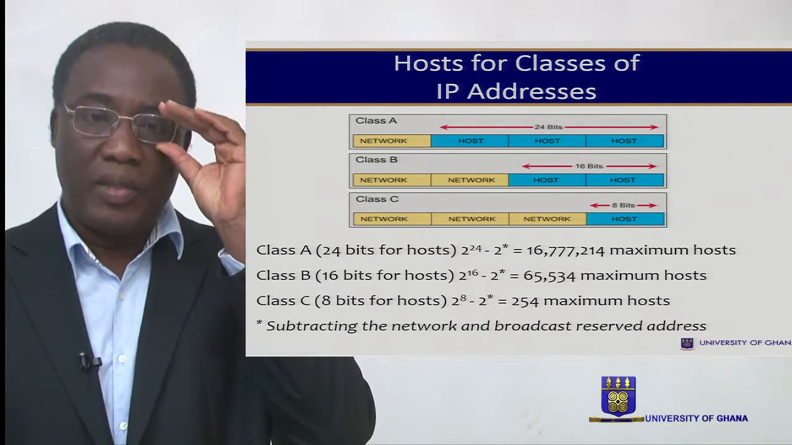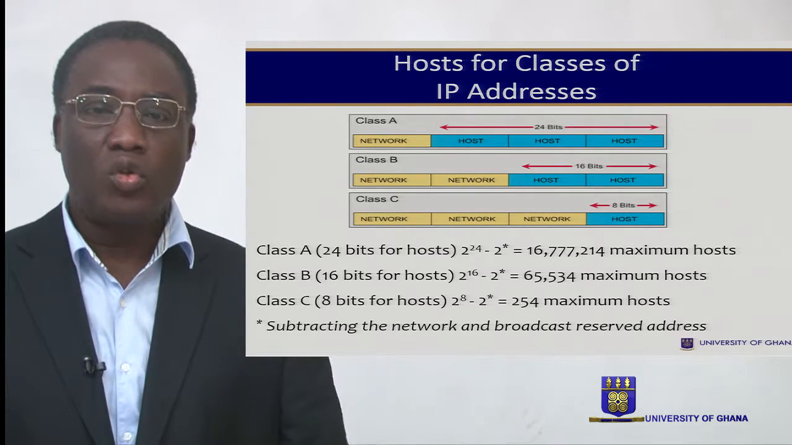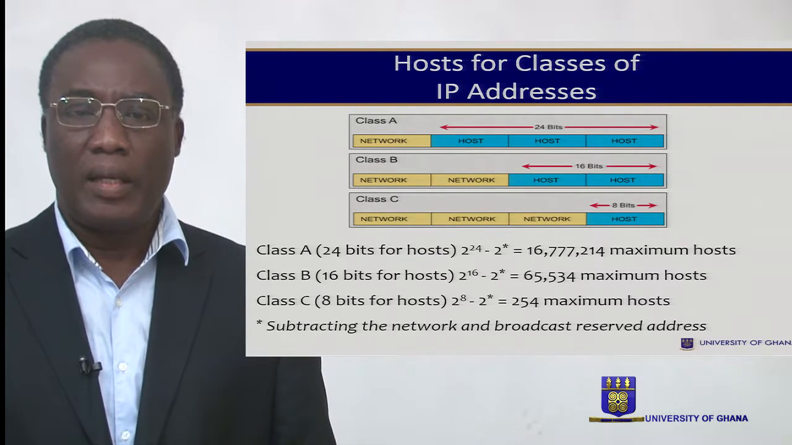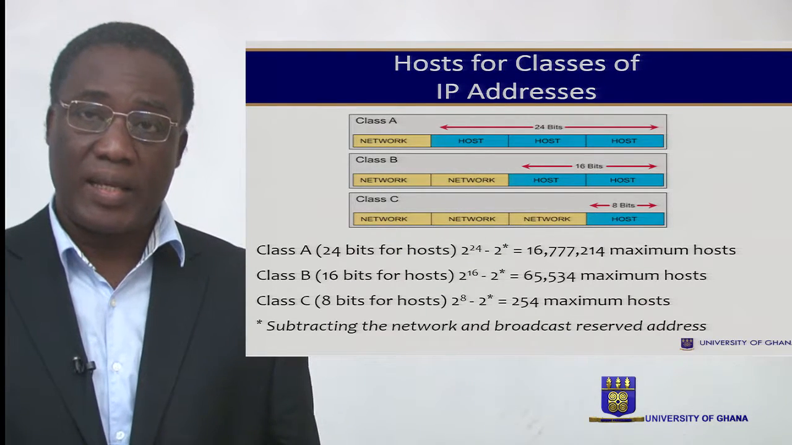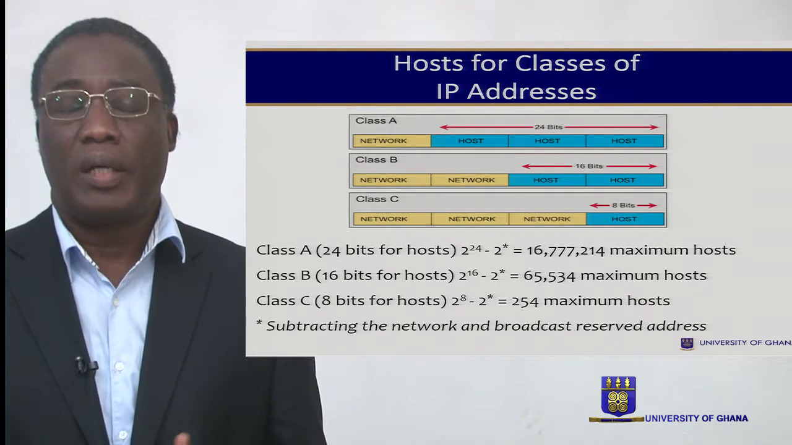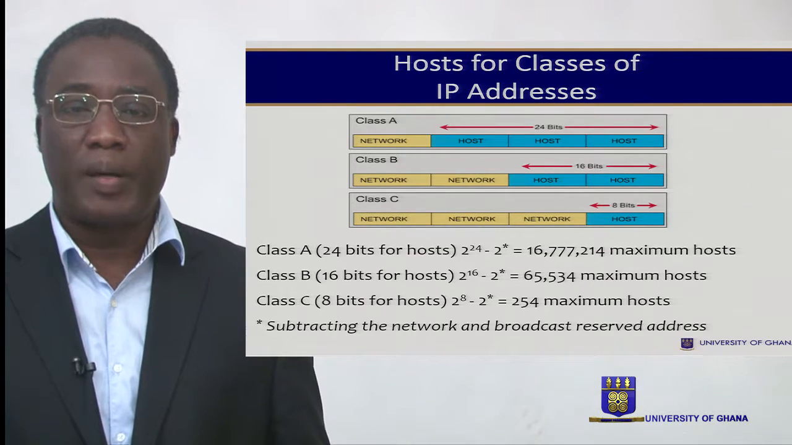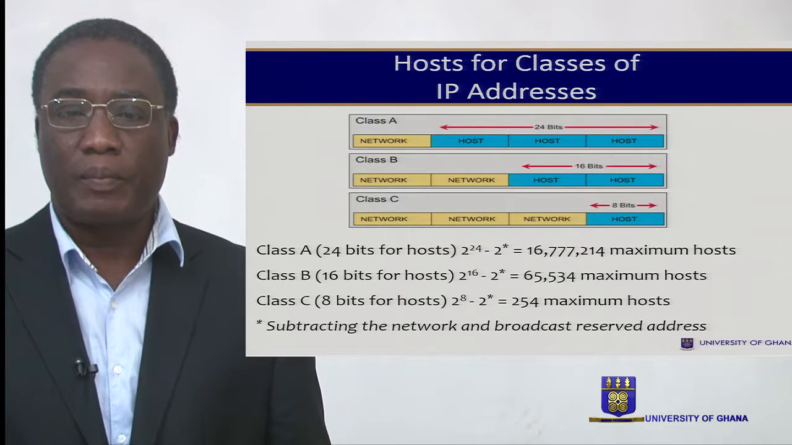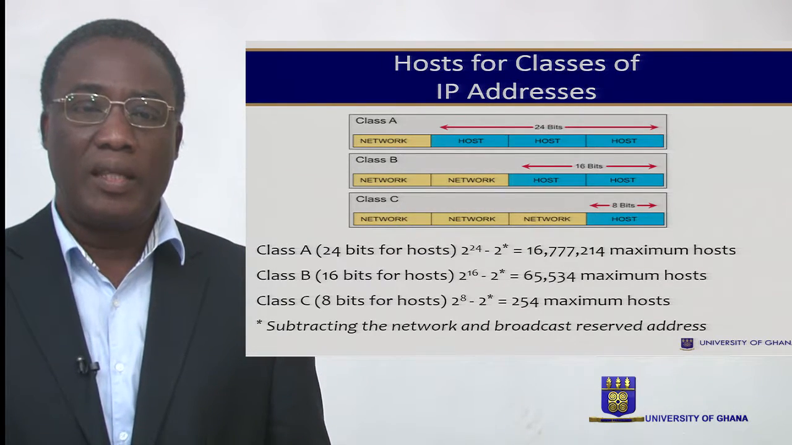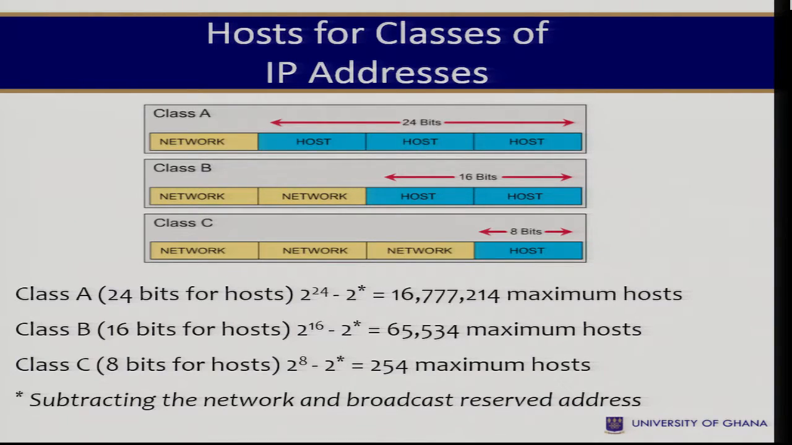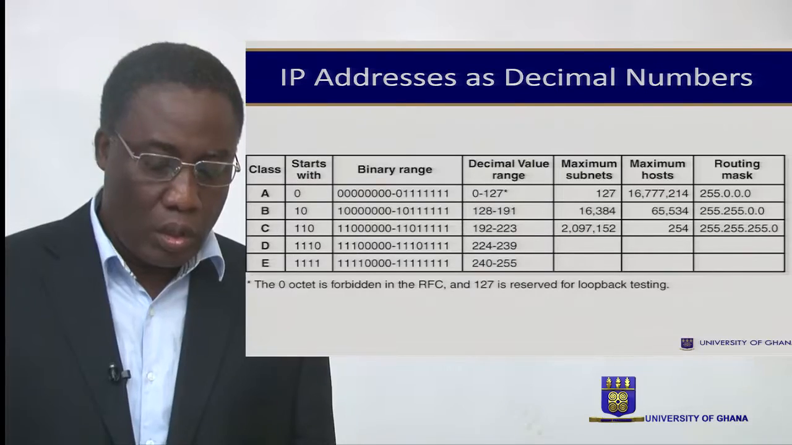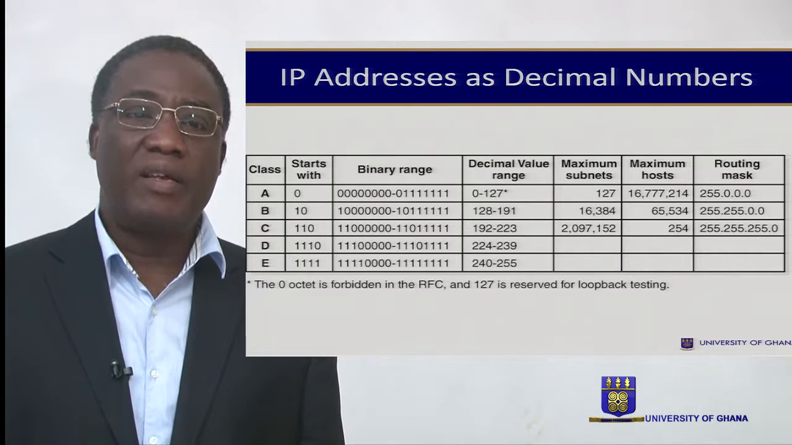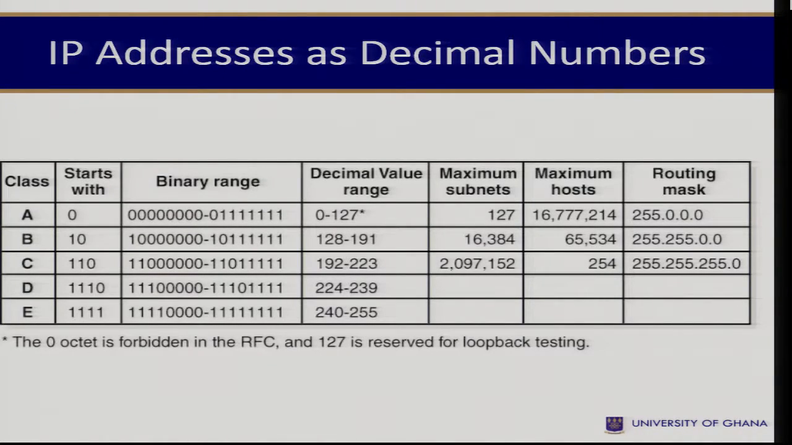For class B, there are 16 bits. So 2 to the power of 16, then minus 2, because, like I said, one of them is used for broadcast, the other for loopback. So you can get a maximum of what? 65,534 hosts. And then class C, because 8 bits are used, 2 to the power of 8 minus 2, which gives you what? 254 hosts.